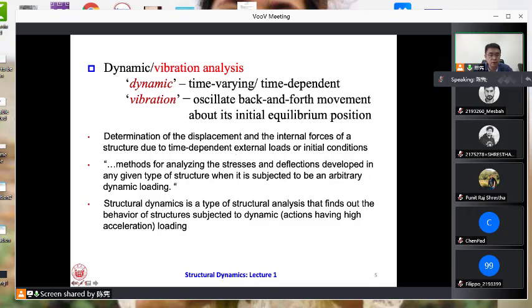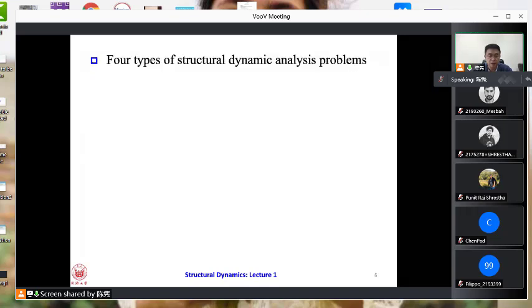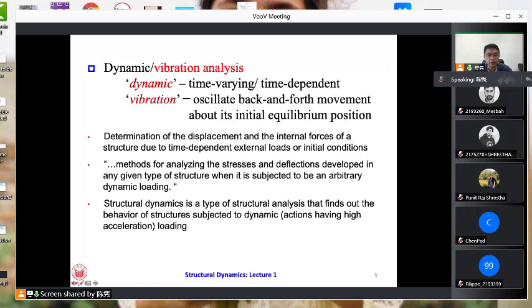And here is also a definition of dynamic analysis, which means the determination of the displacement and internal force of a structure due to time-dependent external loads or initial conditions. So sometimes there are no loads, but the change of initial conditions will cause the vibration of a system or a structure. So this is the meaning, and this is actually our purpose. Later, the whole course is focused on the stress or deflection, mostly the deflection. So there is a dynamic load, there is a system, what is the deflection, the displacement of the structure? So how do we calculate, how do we get that?